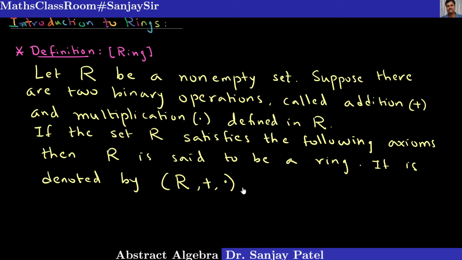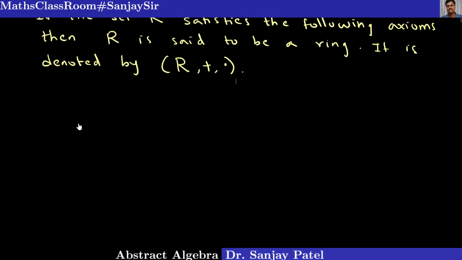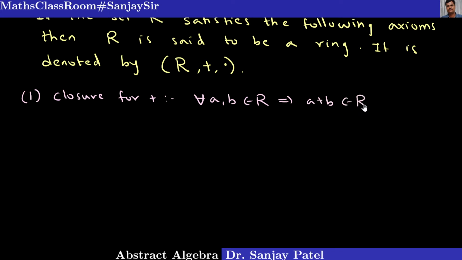Now let us understand what these axioms are. There are 8 axioms. All these things are similar to group theory, so you will find it interesting and simple. So the first set of axioms. I am writing the first condition: closure for addition. So closure for plus, I will write like this. For every a, b belongs to R implies a plus b belongs to R.